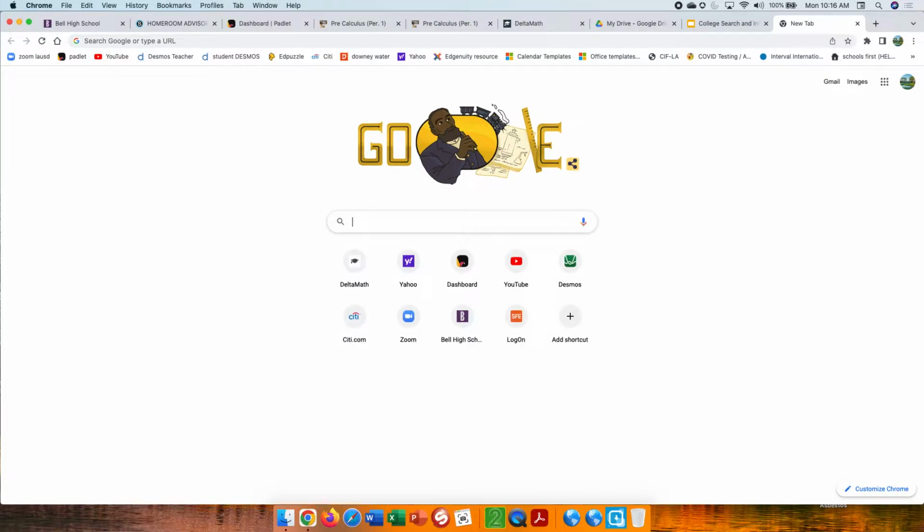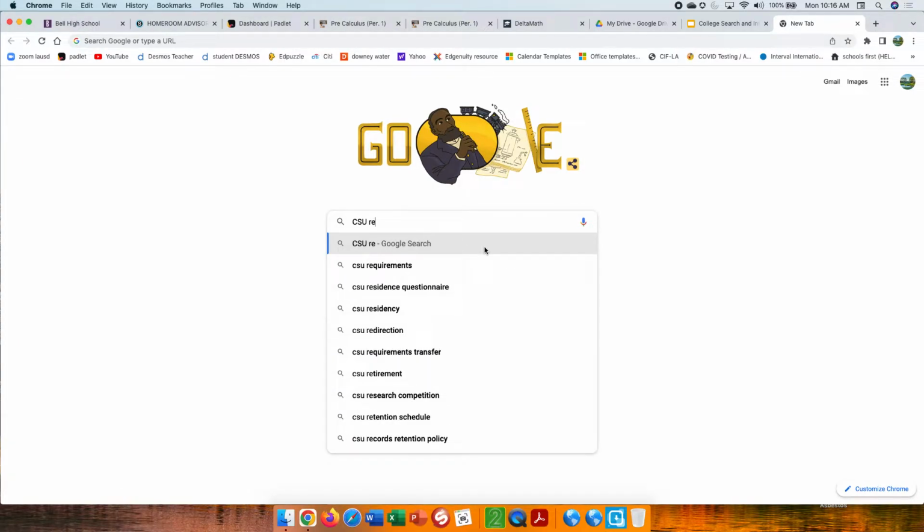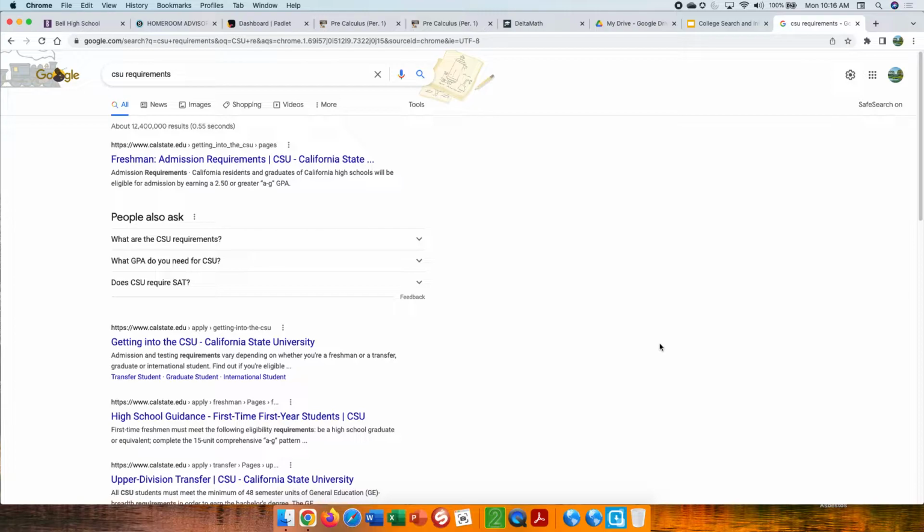Okay, so what should I type to find out the Cal State University requirements? What are the Cal State University requirements? Just put CSU requirements. How about we just type in CSU, Cal State University requirements? Right here, freshman admission requirements, right? You guys are incoming freshmen, right? When you're starting off. Everybody see this one?